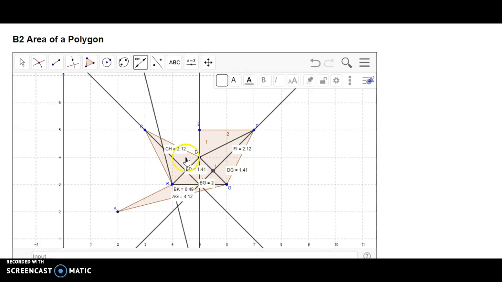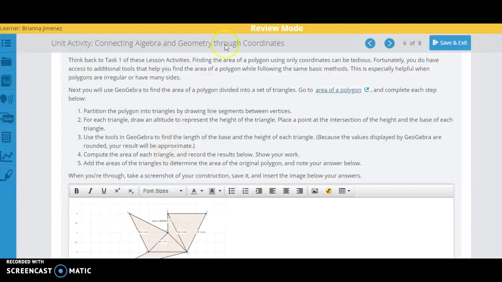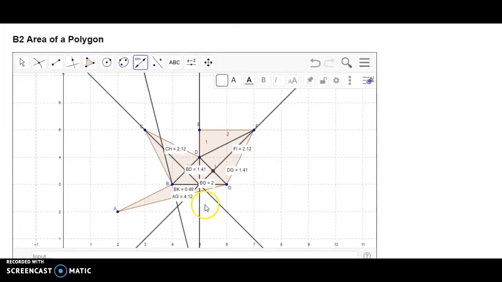It looks like it. Okay, so now that we have all these, now we need to write our equations. And so remember that the area of a triangle is 1/2 base times height. So I'm going to have in this case 5 triangles. And I'm going to find the area of each one. So I'm going to have 1/2 base times height for this one. So 1/2 base, which is BD, so I'm going to put 1.41. Height, which is CH, which is 2.12. I'm going to find that area. Then I'm going to do it for this one, this one, this one, and that one. So hopefully that makes a little more sense. And you need to write out each one and then add them all together to get the total area.